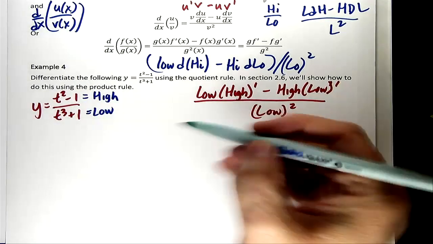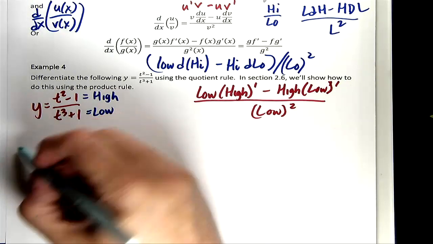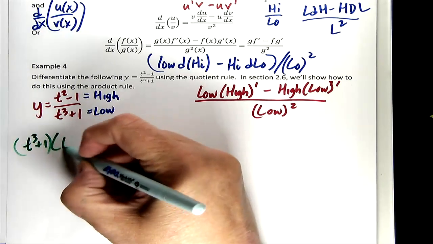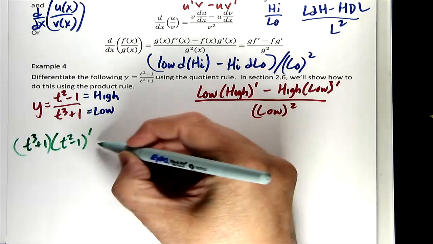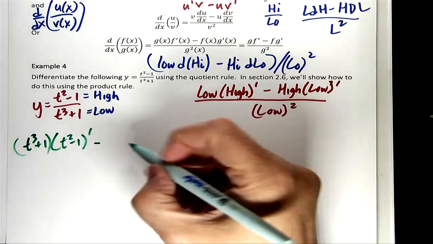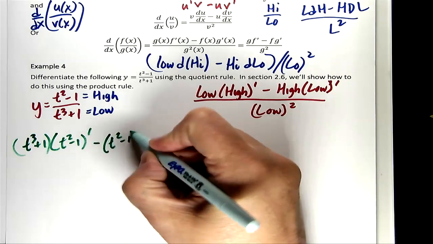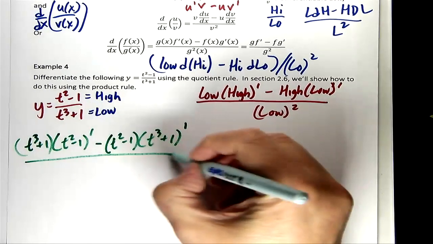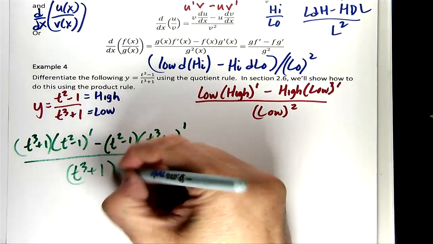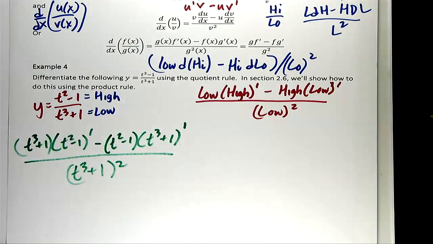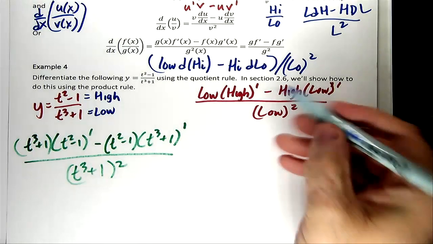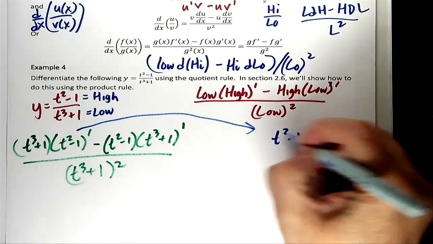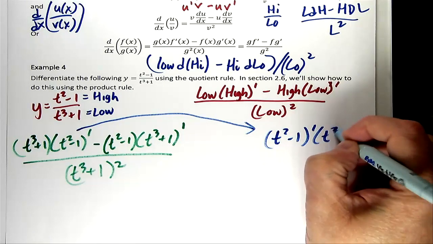So the low d high method: I'm going to do low, which is t cubed plus 1, times the derivative of the high, minus high, which is t squared minus 1, times the derivative of the low, all over t cubed plus 1 squared. The only difference between this way and the one that looks like the product rule is that these would be switched: t squared minus 1 prime, times t cubed plus 1.